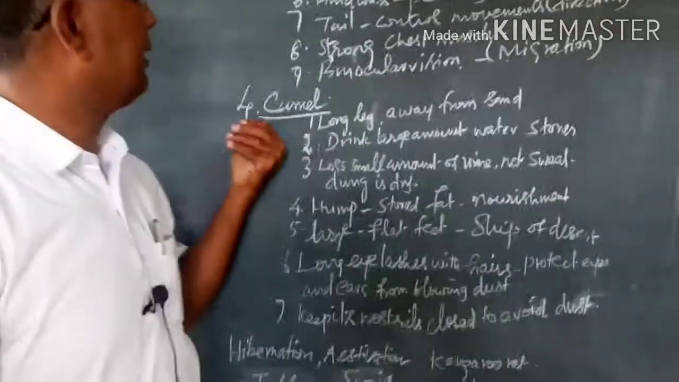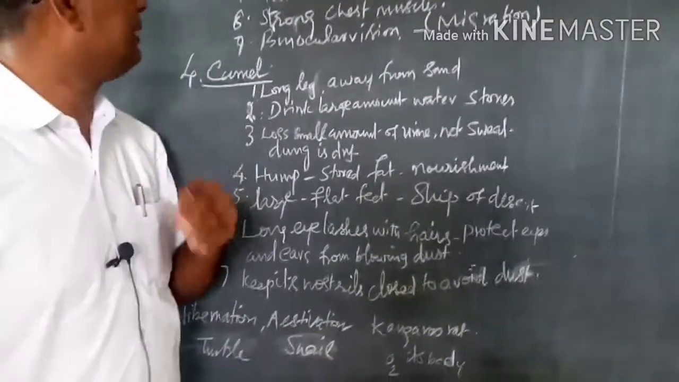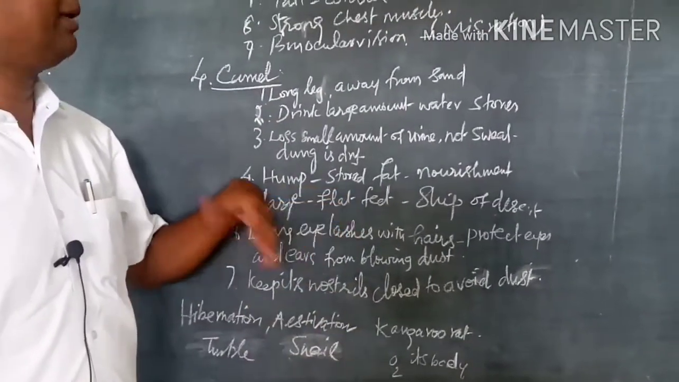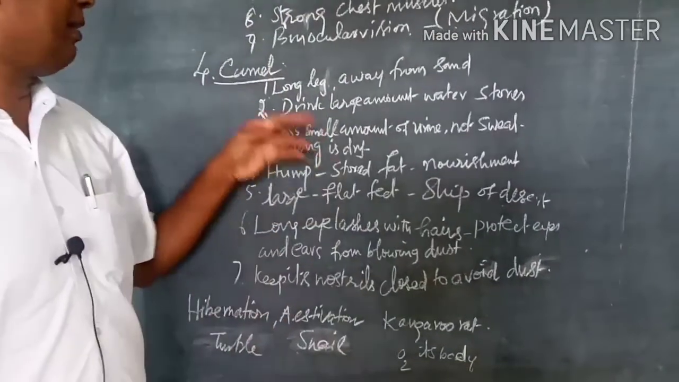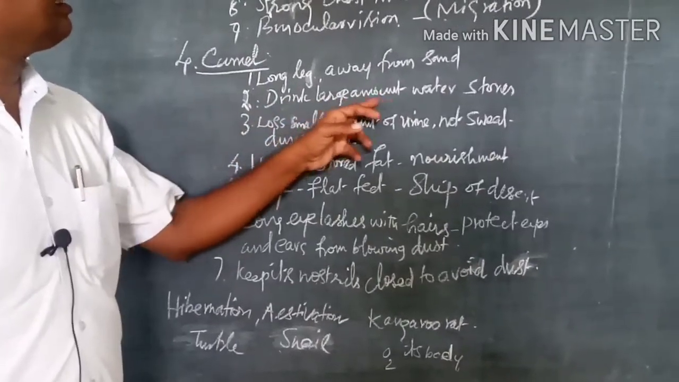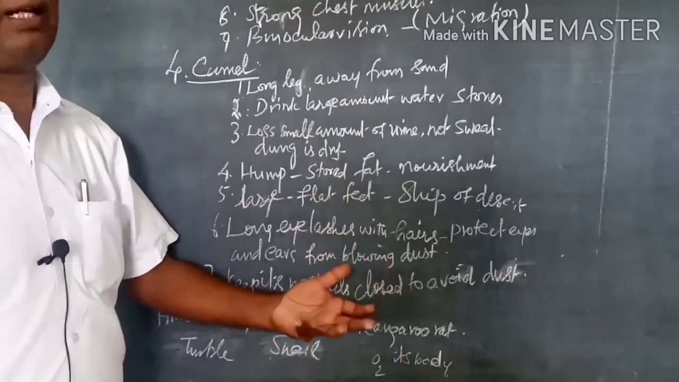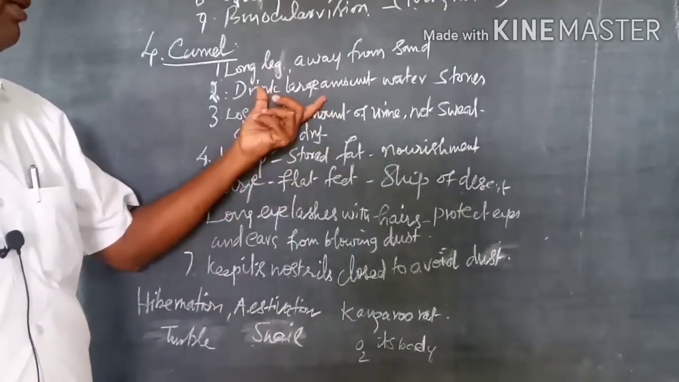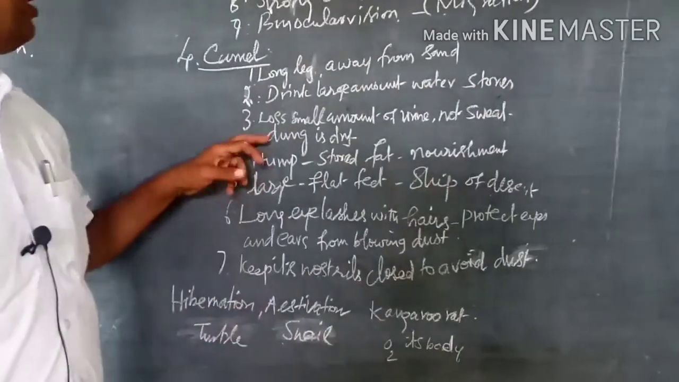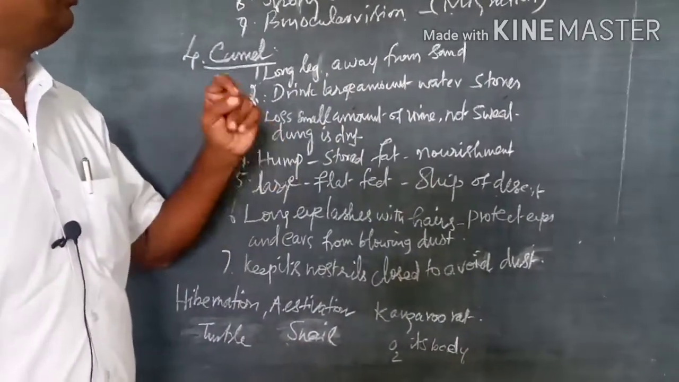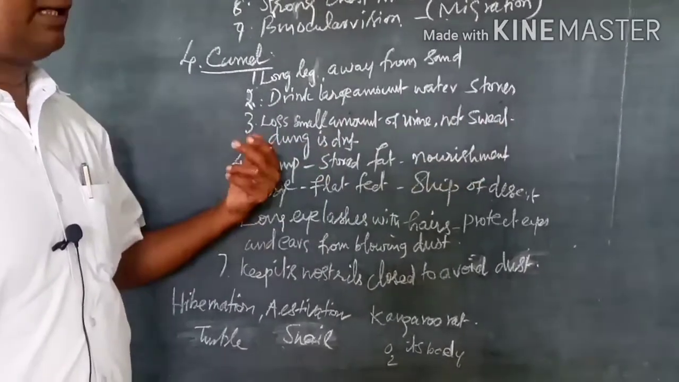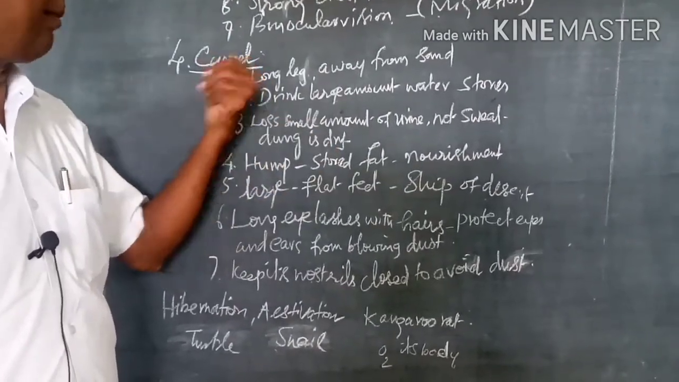Then the camel. You know the camel, in Tamil it is called ottagam. They have long legs, because they live away from the ground heat of the sand. They drink a large amount of water when it is available and store it. They pass only a small amount of water during urination, and they do not sweat. The dung is very dry in the camel.